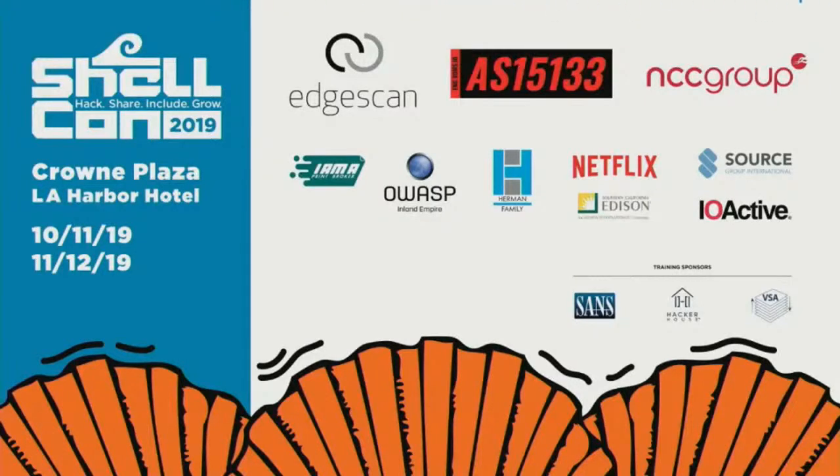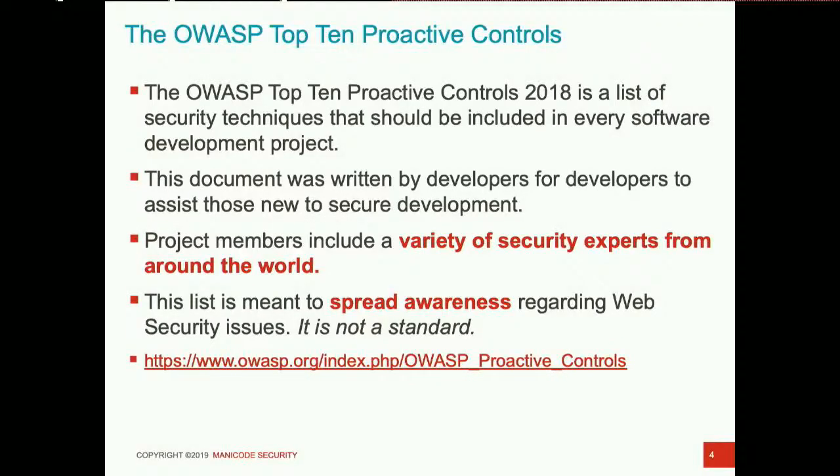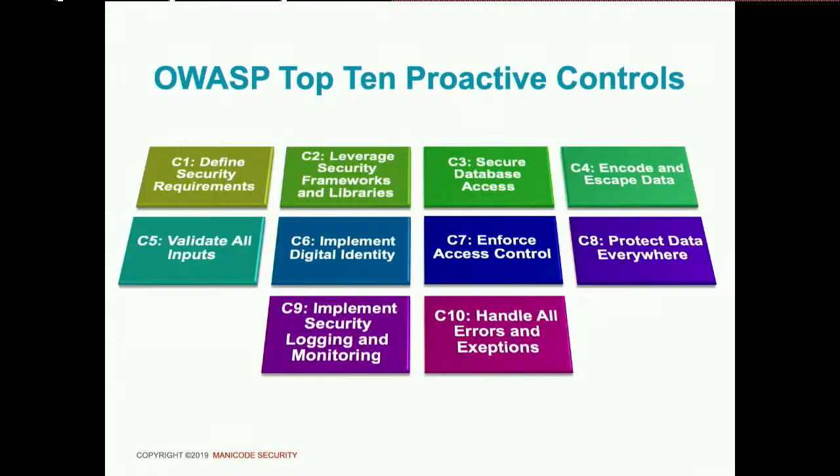It's another top 10 list. It's an answer to the OWASP top 10, which is a list of risks, right? A list of security risks, really from an attacker point of view. The OWASP Proactive Controls is a defensive top 10 list around the same subject matter from a programmatic defense point of view. This is not a standard. This is just another top 10 list to spread awareness to developers about application security.